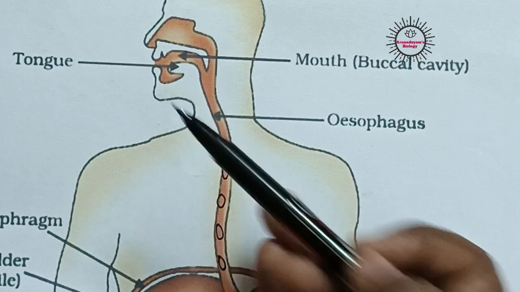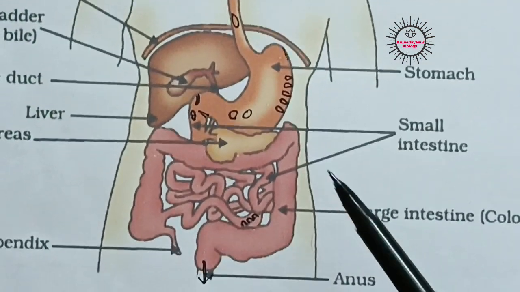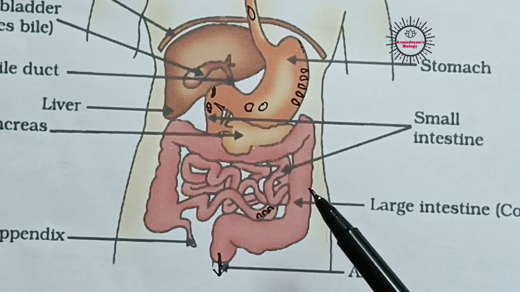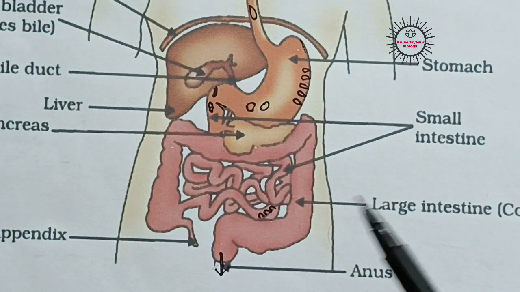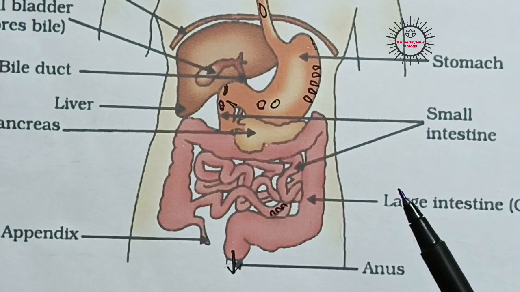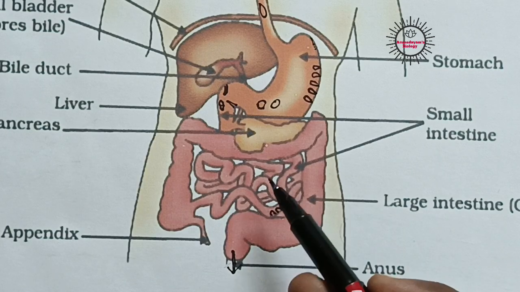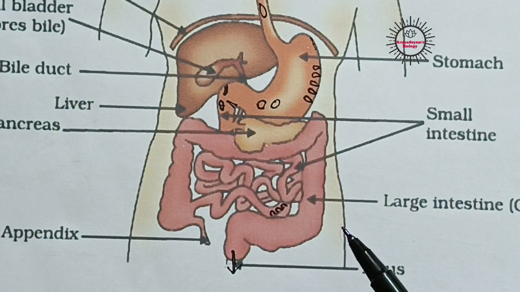Only carbohydrates are digested in the mouth, whereas in the stomach only proteins are digested. But the small intestine is the place where complete digestion of food materials takes place. That means all the components of food we took, carbohydrates, proteins, fats, all these substances get digested. Complete digestion takes place in the small intestine itself.